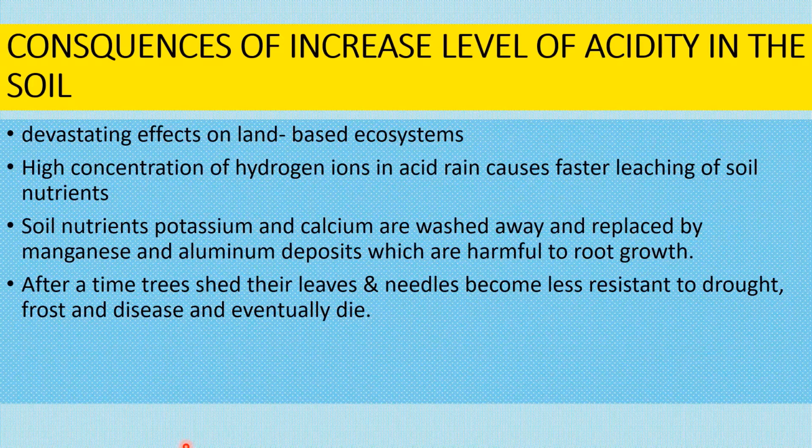And number 3, soil nutrients, potassium and calcium, are washed away and replaced by manganese and aluminum deposits, which are harmful to root growth. After a time, trees shed their leaves and needles, become less resistant to drought, frost, and disease, and eventually they die.